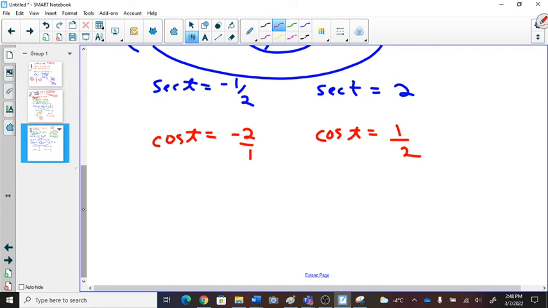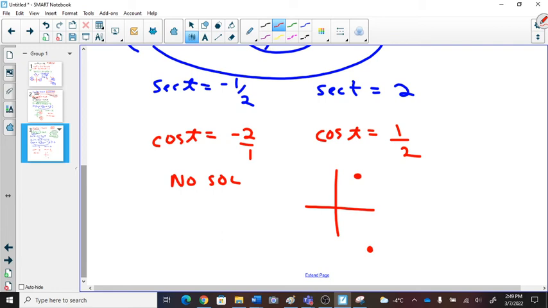Okay, what is going on with this answer? No solution. Cos can't be a negative 2. That's too much. And look at that, I landed in the same spots on my unit circle. But this is different in how I'm going to answer it.